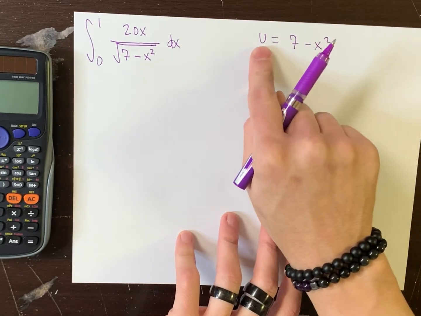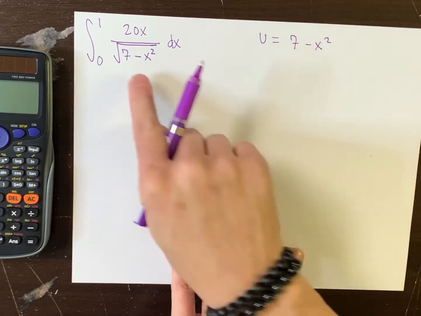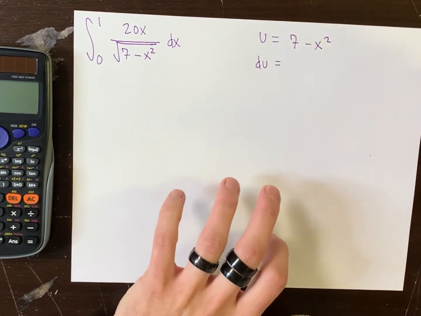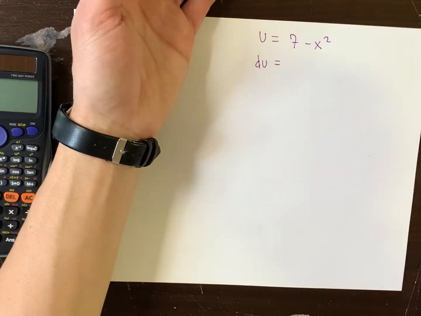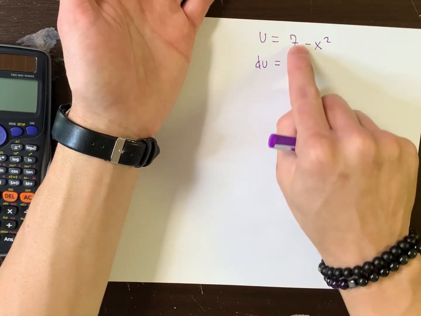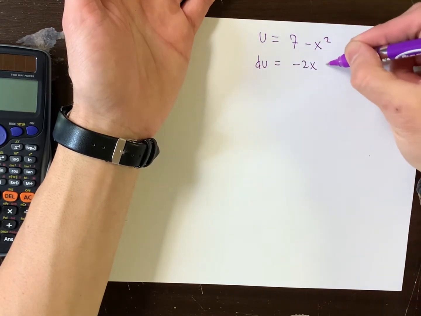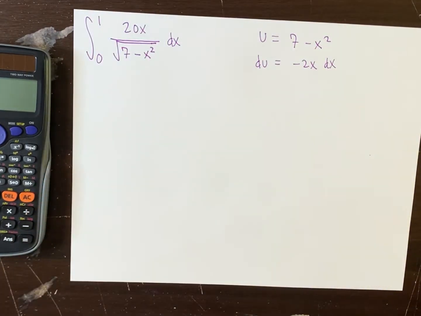And then once you assign u, usually we automatically have to find du. So we take the derivative of u. So let's ignore this. The derivative of 7 is 0 because it's a constant. And the derivative of that would be negative 2x dx.